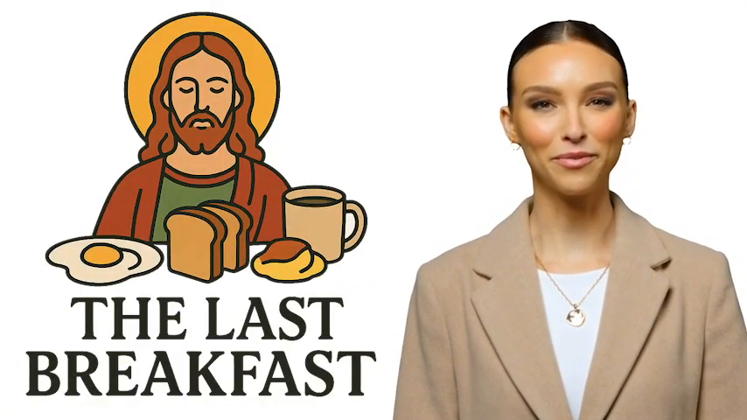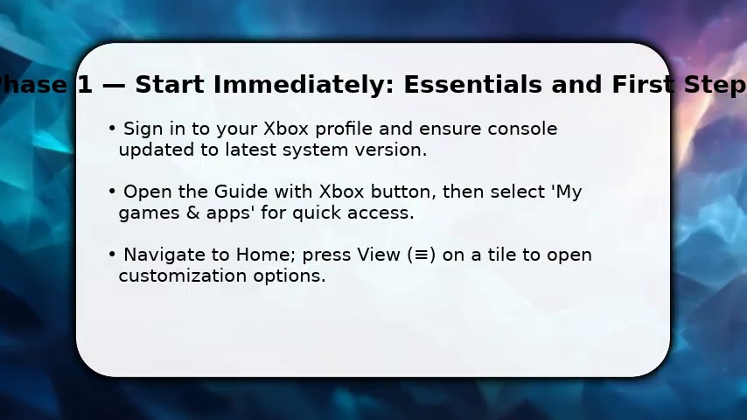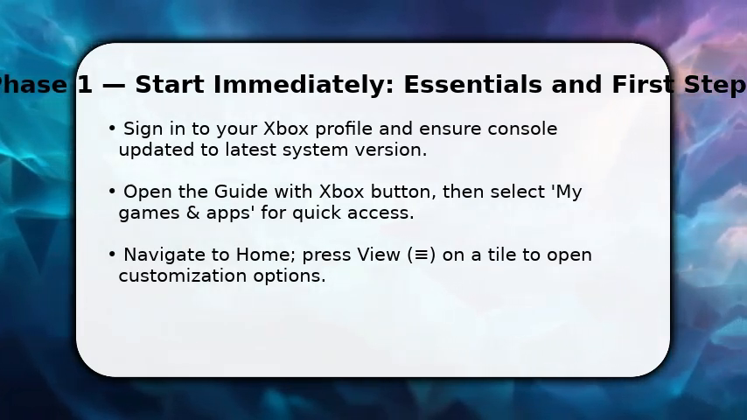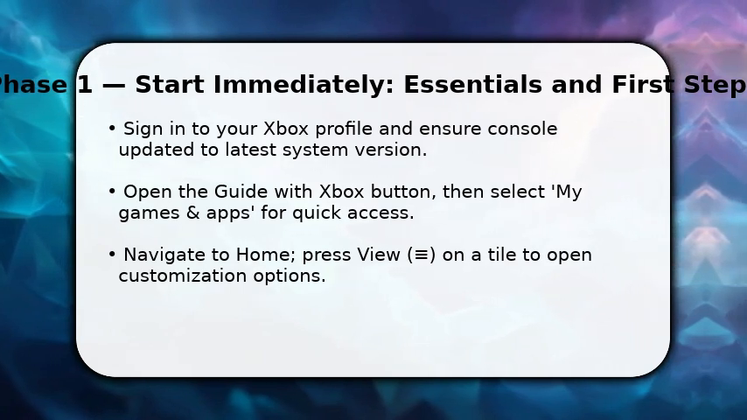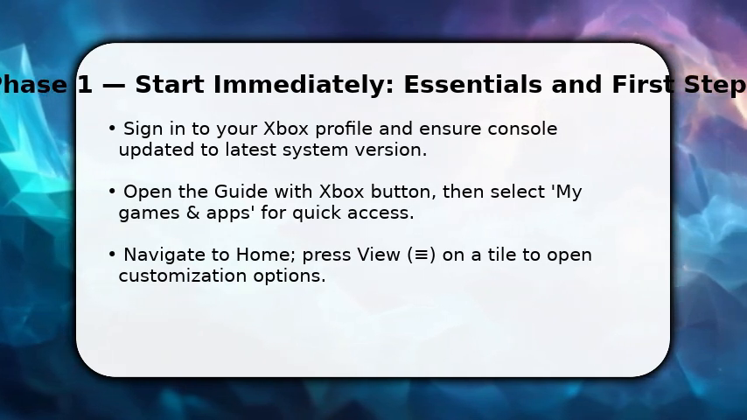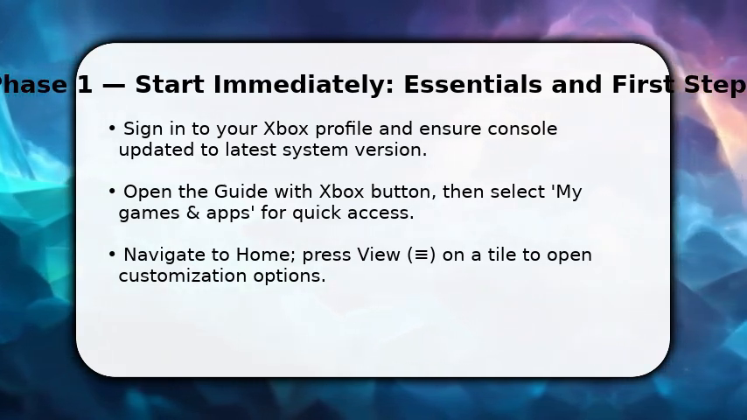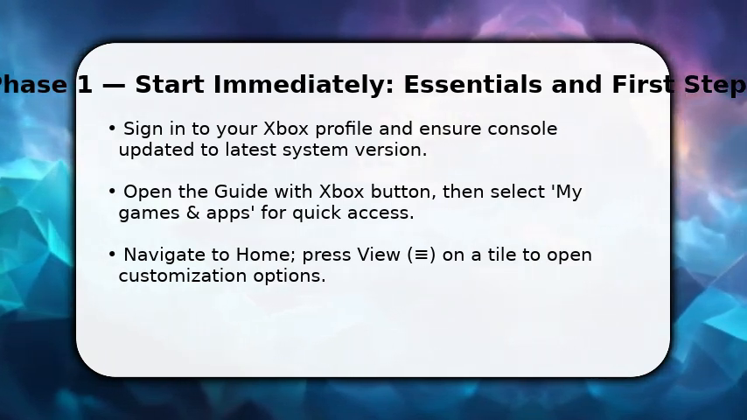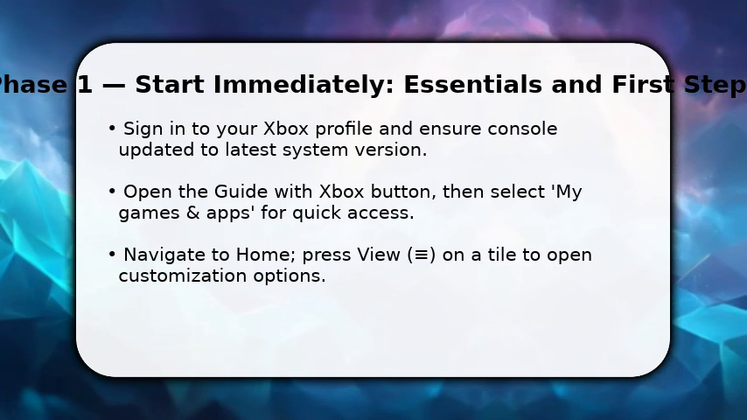Please enjoy the video. You begin by signing in and confirming your Series X has the latest update. This avoids missing features. Once done, press the Xbox button to open the guide. Move to Home and pick a tile you want to change. Press the View button to open customization options, because that menu gives you pin, unpin, move, and edit shortcuts.